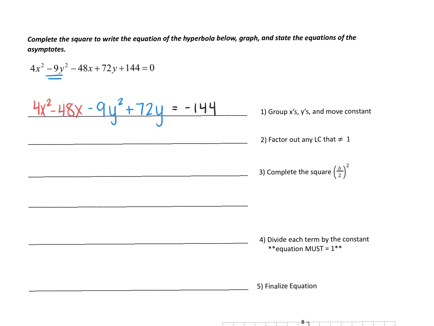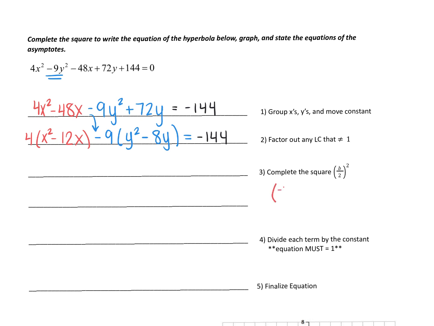So we're going to do the same thing. Factor out any leading coefficients that are not 1. So we're going to take out a 4, and we're left with x squared minus 12x. And now in this situation, we're going to take out a negative. Why? Because there's a negative. So we're going to take out a negative 9, and we'll be left with y squared minus 8y equals negative 144.